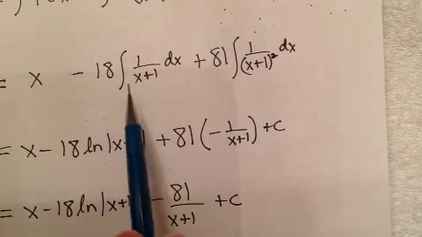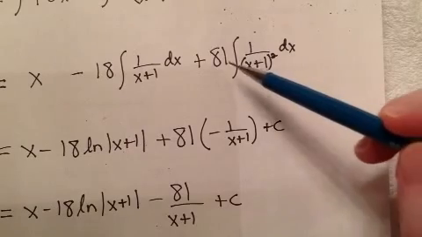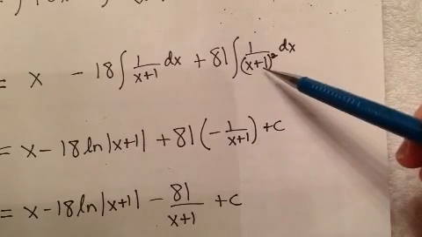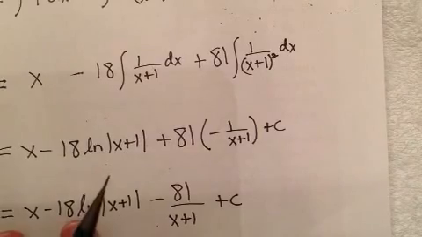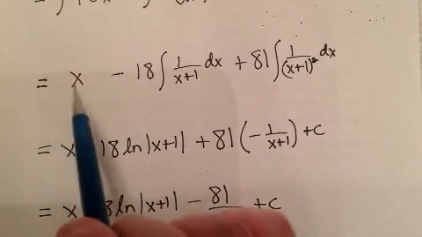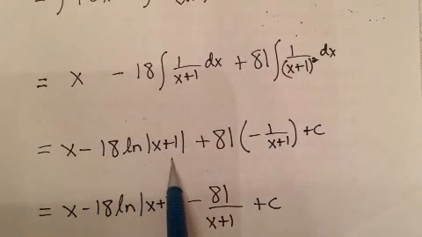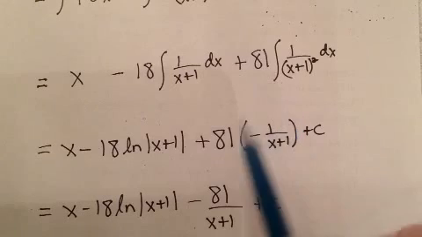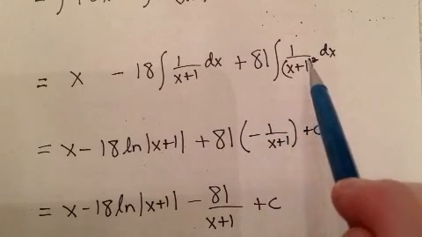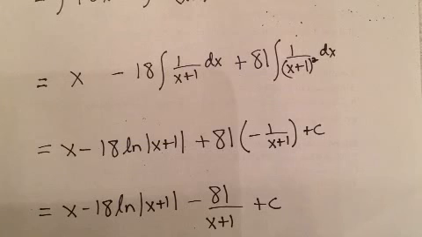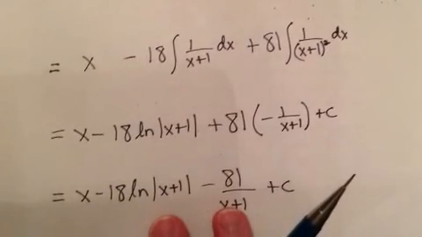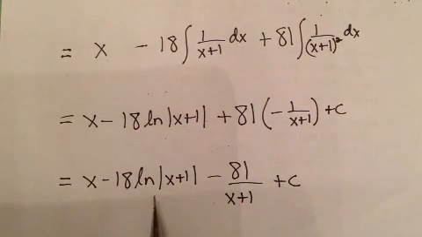So we have negative 18 times the integral of 1 over x plus 1 dx plus 81 times the integral of 1 over x plus 1 quantity squared dx. And for the antiderivatives, from the beginning we have x, minus 18 times the natural logarithm of x plus 1, and then we have 81, and the antiderivative of the reciprocal of the square of x plus 1 is going to be negative 1 over x plus 1. And so we have x minus 18 times the natural logarithm of x plus 1 minus 81 over x plus 1.